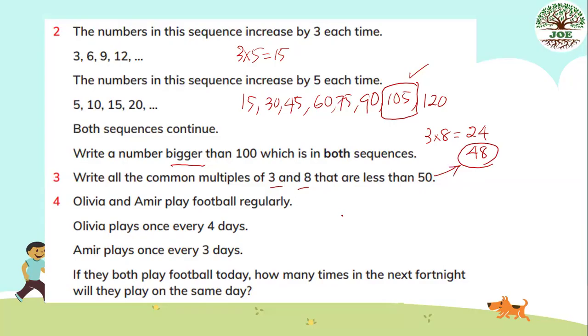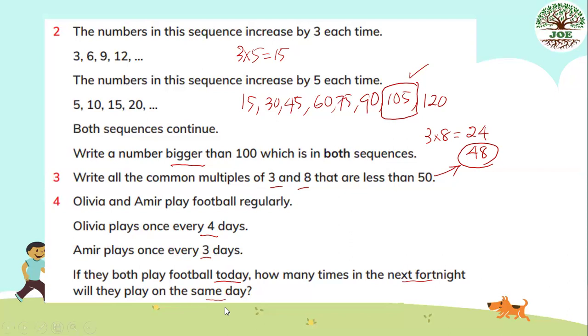Okay, number 4. Olivia and Anya play football regularly. Olivia plays once every 4 days. Anya plays once every 3 days. So if they both play football today, how many times today and how many times in the next fortnight will they play on the same day? After how many days will they play again together on the same day? It means that we have to find a common multiple of 3 and 4.